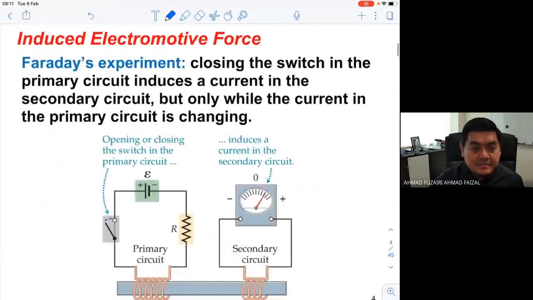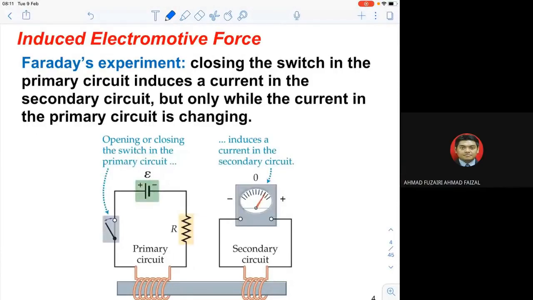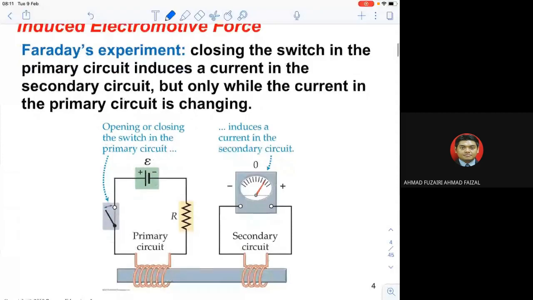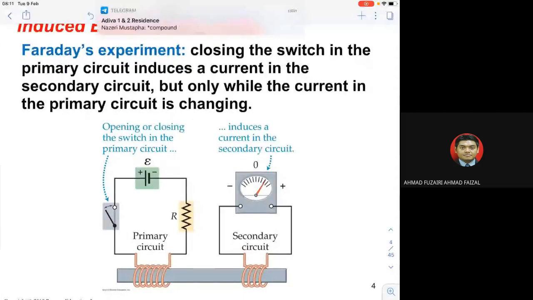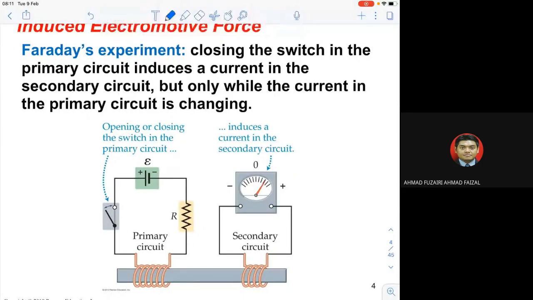What is induced EMF all about? When we talk about induced EMF, you should learn from this experiment, which we call Faraday's experiment. So what is Faraday's experiment? It says that we can have two circuits: the primary circuit, and another one is the secondary circuit.